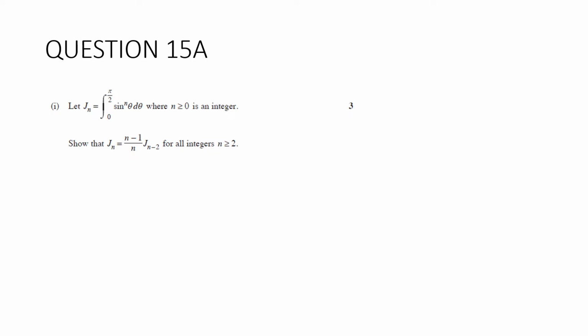Question 15a, part 1. Let Jn equal the integral between 0 and pi on 2 of sine to the power of n theta d theta, n greater than or equal to 0 as an integer. Show that Jn is equal to (n minus 1) all over n, Jn minus 2 for all integers n greater than or equal to 2.